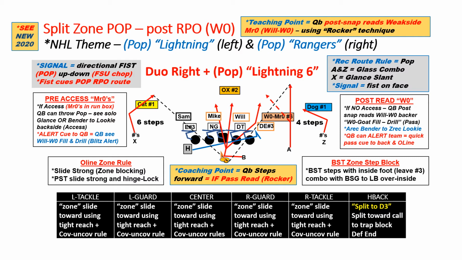So we get 2-level route here with the A going vertical and the Z now coming at about 5 to 7 yards, replacing that Will linebacker at a second level. The X on the back side runs his glance route, which is 6 steps vertical and then a skinny slant staying outside the hash. Quarterback, again, will post-snap rocker and read that weak Mr. Zero. If he fills, he'll drill A to Z, or if the backer sits, now the back will get it, and we still fake that pass. Up front, everything's the same as split zone, whether it's bubble or it's pop.